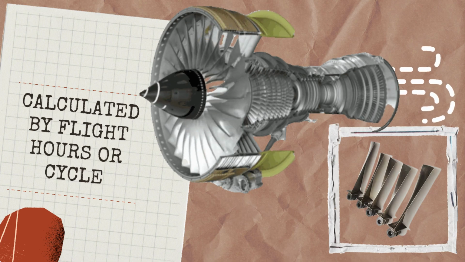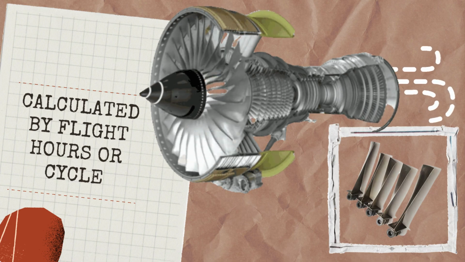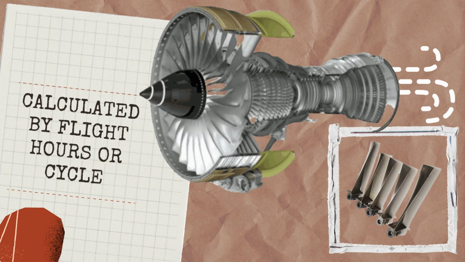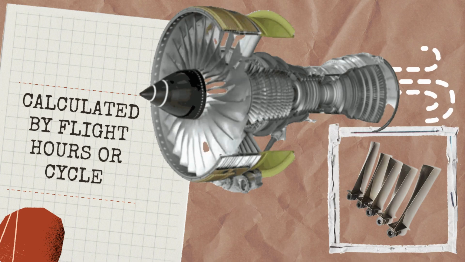So, safe life design is all about preventing failure before it ever happens. It's a way of ensuring that critical parts are always replaced on time, avoiding any chance of them breaking down while in use.